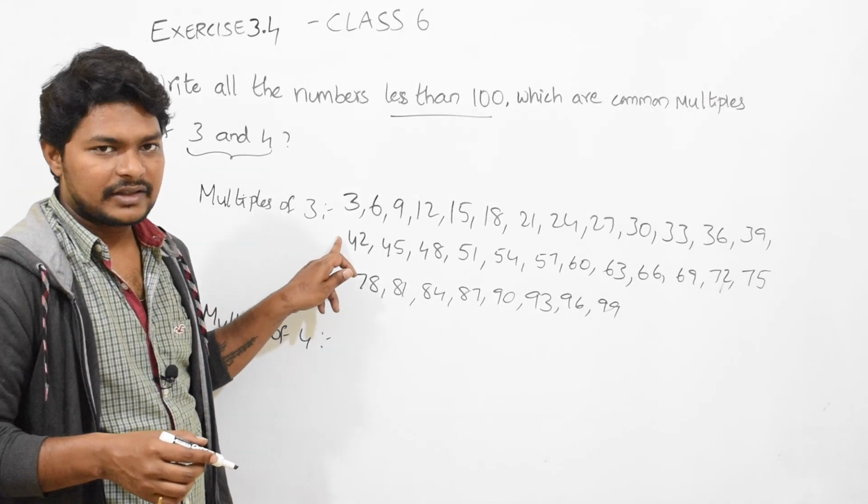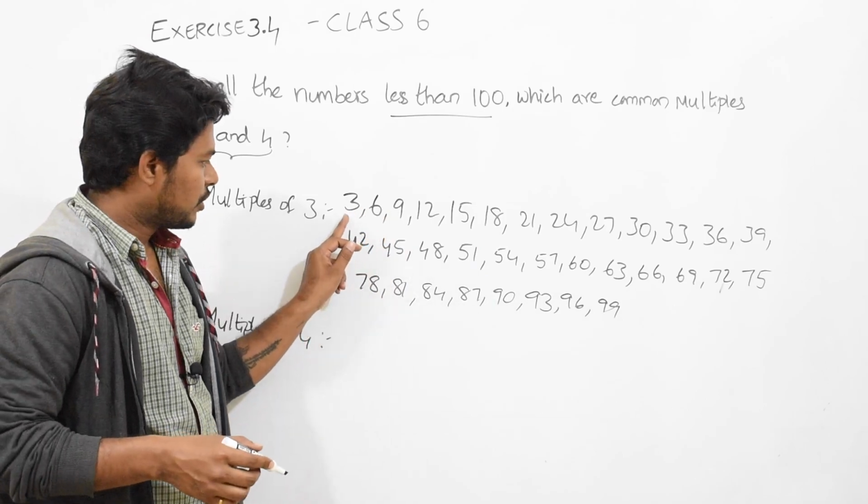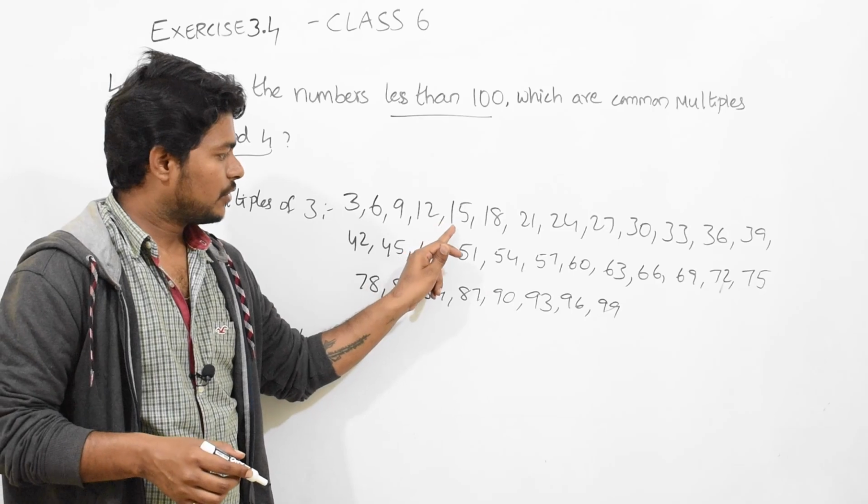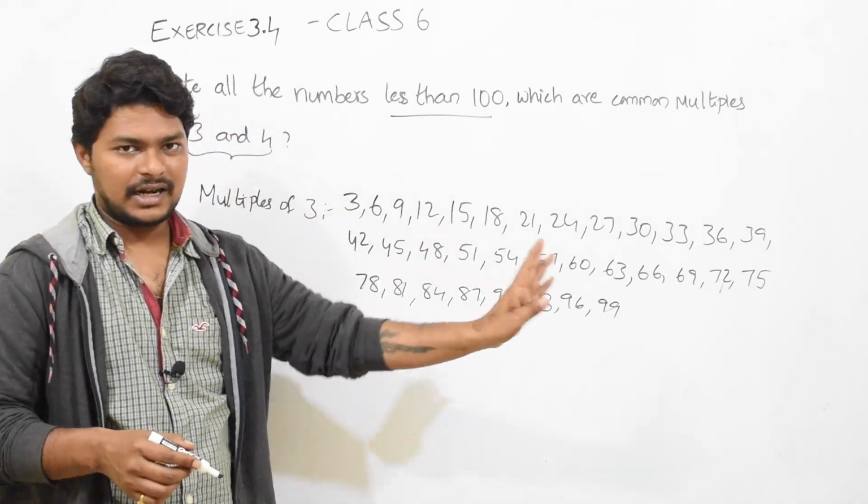You know how I have written this? Just 3 multiplication. 3 into 1 equal to 3. 3 2s are 6. 3 into 3 is 9. 3 into 4 is 12. 3 into 5 is 15. 3 into 6 is 18. Likewise I have written.